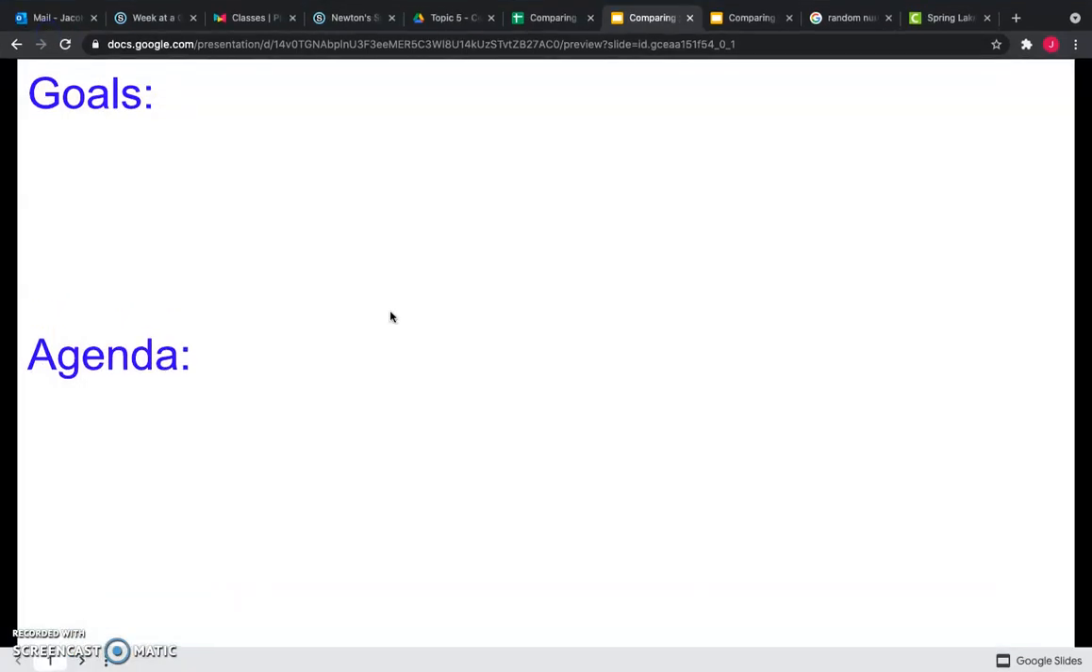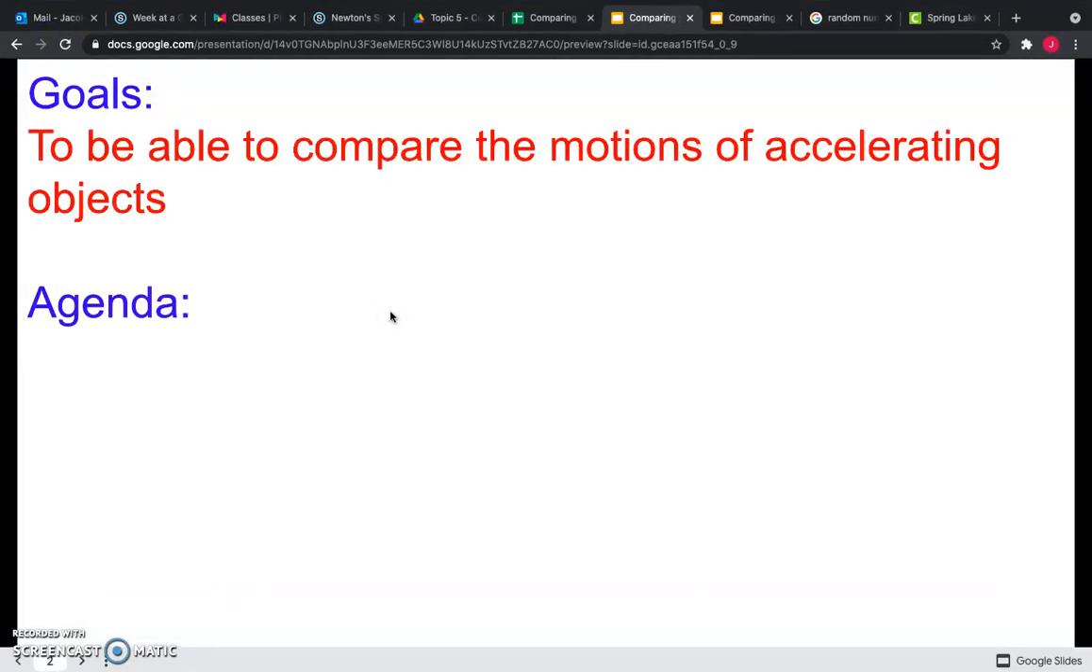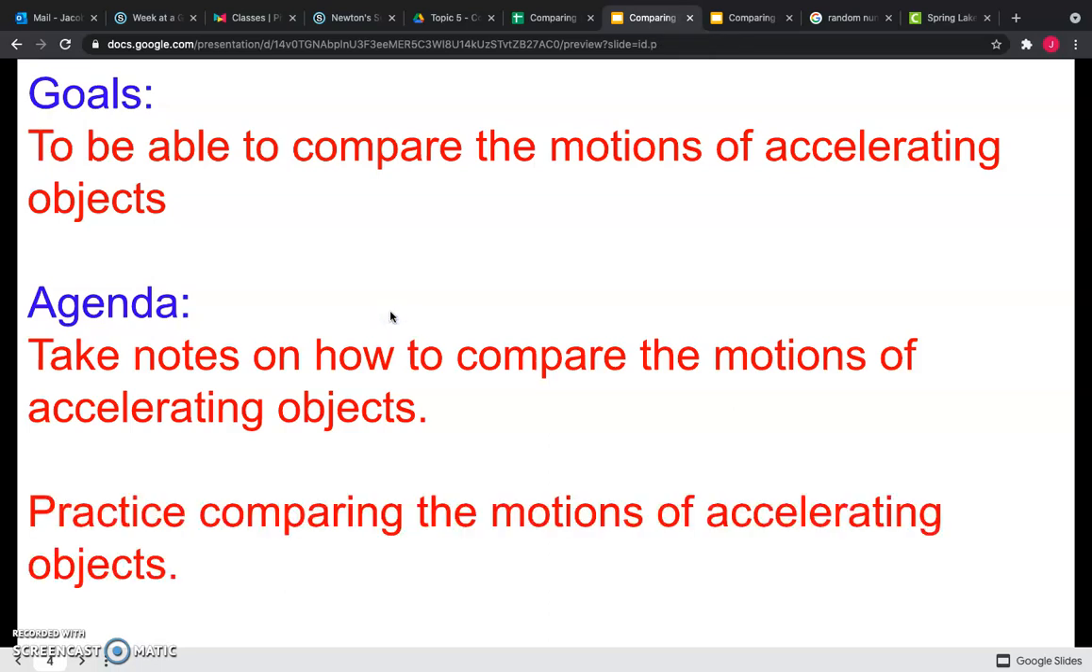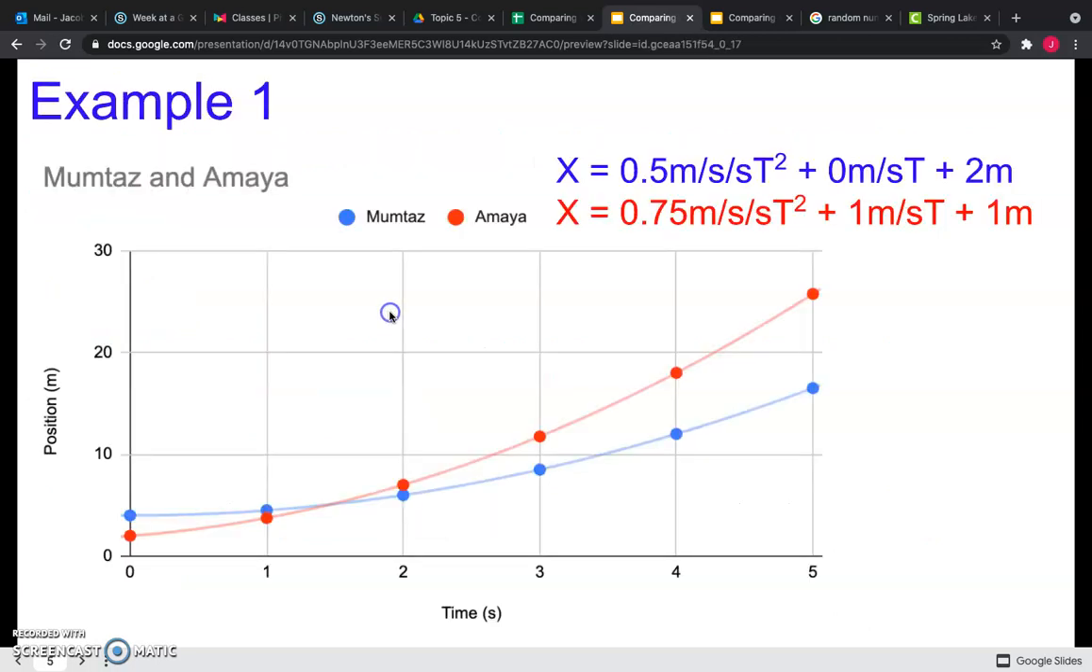Okay, folks. So our goal for today is to be able to compare the motions of accelerating objects. So you're going to take notes on how to compare the motions of accelerating objects, and then you're going to practice comparing the motions of accelerating objects. And it should be pretty straightforward. We're just going to do one example, and then you've got 3 practice problems to do today.